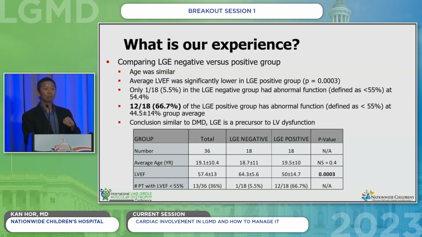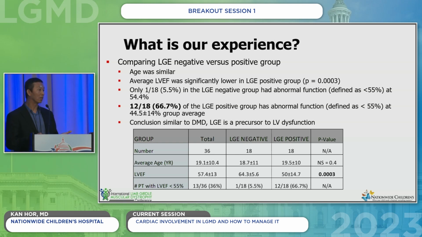On the other hand, in the LGE positive group, 12 out of 18, which is about 67% of the patients, actually had abnormal function. As a group, the heart function was 44.5%, with a fairly wide range because the amount of disease is variable amongst that group, even because of age of onset. So in my conclusion, it's really similar to DMD in that the LGE is a precursor to LV dysfunction, meaning you do have cardiomyopathy early, except you don't have that overt organ system issue.